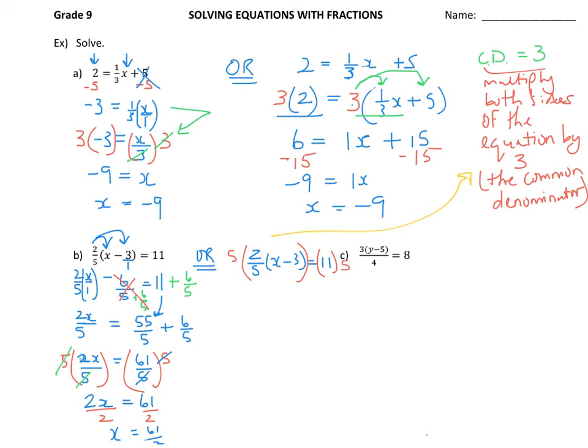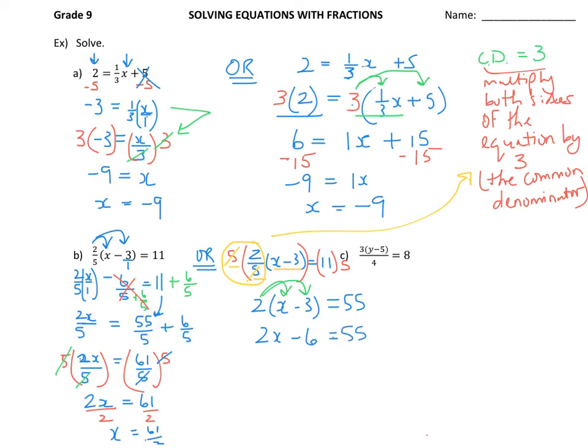Okay, now in doing so, what this says is I have 5 times 2/5 times the x minus 3. So I'm going to actually do the multiplication right here first. I'm going to go 5 times the 2/5, and that's going to leave me with just a 2 times the x minus 3. And on the right side of the equal sign, we have 11 times 5, which is 55. Now this question looks like yesterday's questions, where we're just going to apply the distributive property. And that gives us 2x minus 6 equals 55.